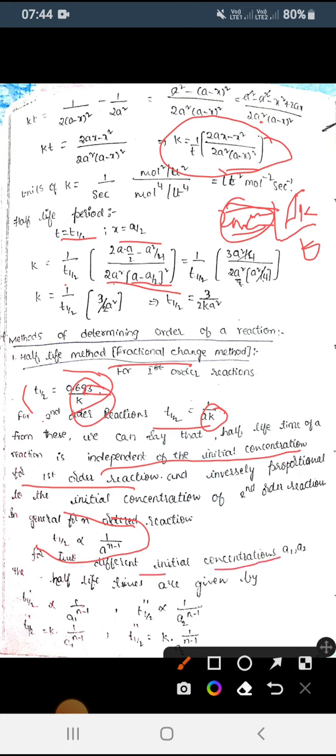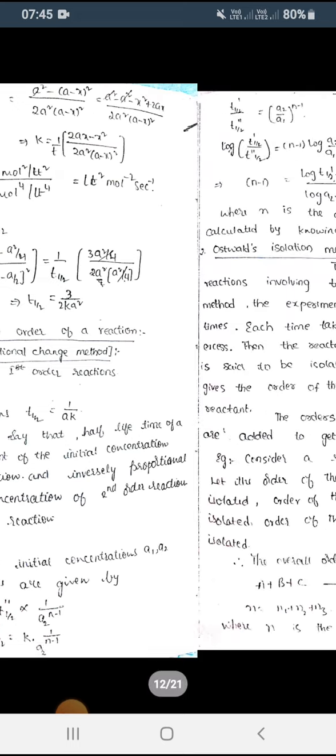So for two different initial concentrations, A1 and A2, the half-life periods are: t dash half is proportional to 1 by A1 to the power n minus 1, and t double dash half is proportional to 1 by A2 to the power n minus 1. So this is the equation we get. Here we are discussing the half-life time period, on what it depends and what it is independent of.